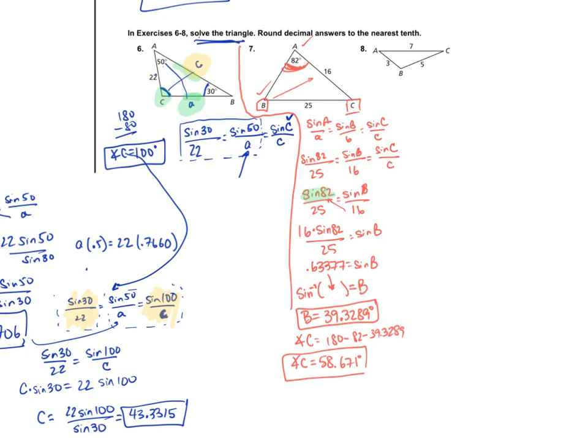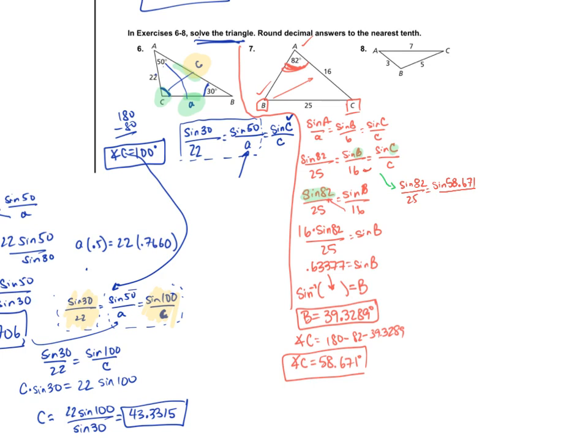So take a look so far. I have found this one, I know what angle B is. I found this one. The only thing left for me to find is side C. So let's see. We can set this up. We could just use this ratio again, and this would be the sine of 82 over 25 equals the sine of C. I know what angle C is. I could have even used these two instead, but that's fine, doesn't matter.